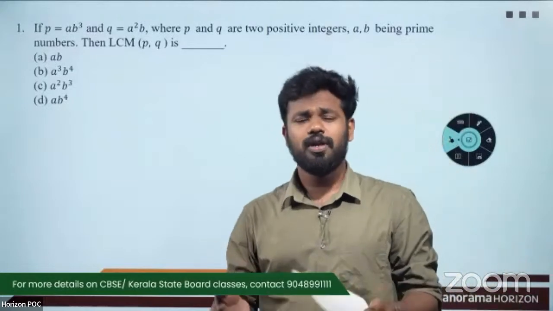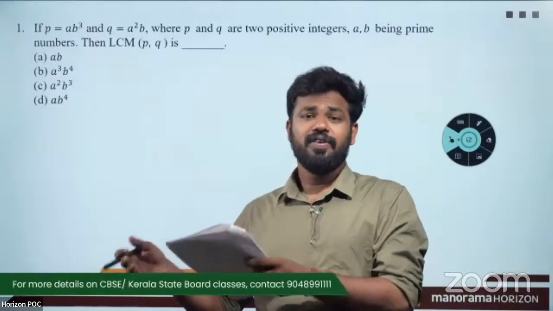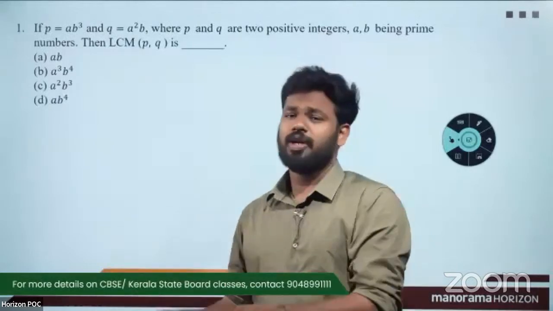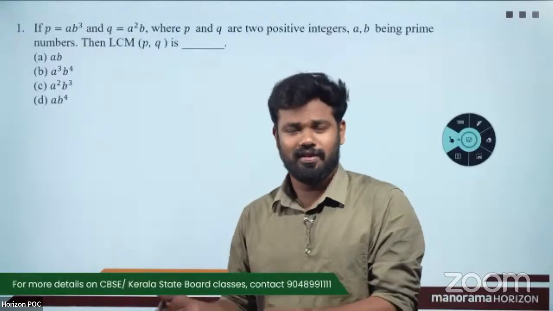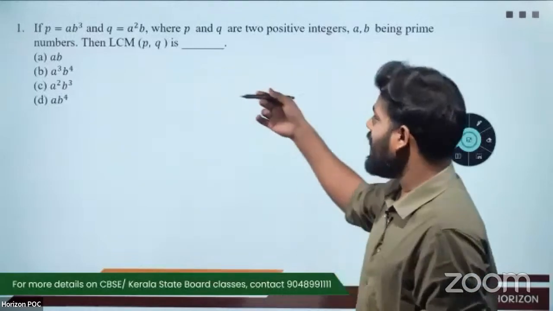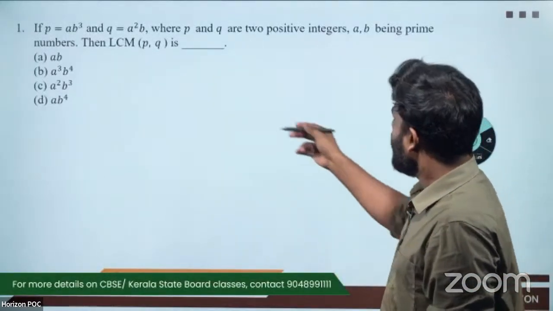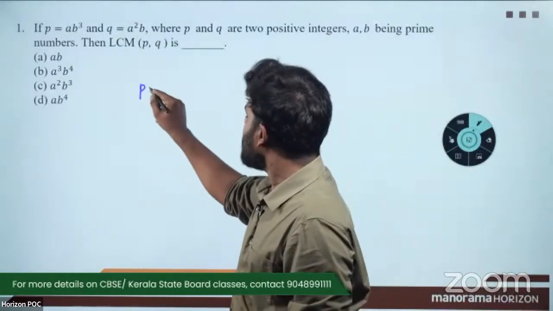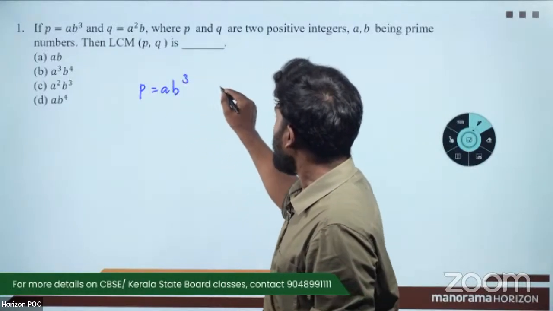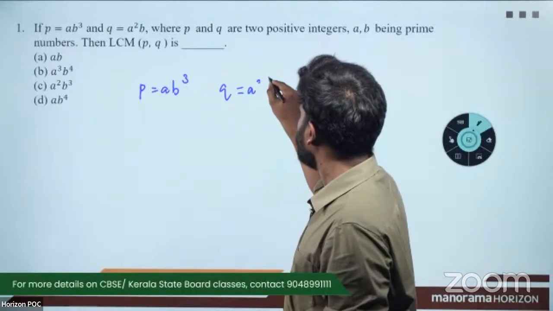Finding the LCM of 2 numbers is a very easy question that we can do without even coming to 10th, right? You can do that when you are in 8th or 7th also. So what will be the LCM of PQ here? So P is nothing but AB cube. So P is AB raised to 3, right? And Q is equal to A square B.